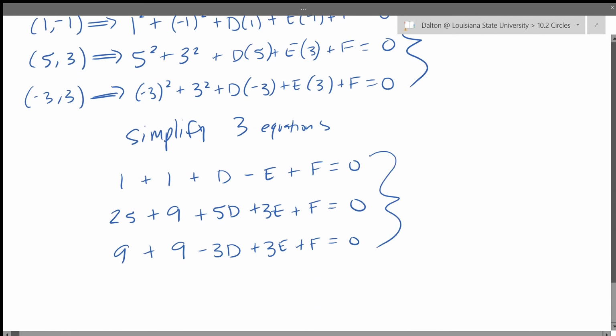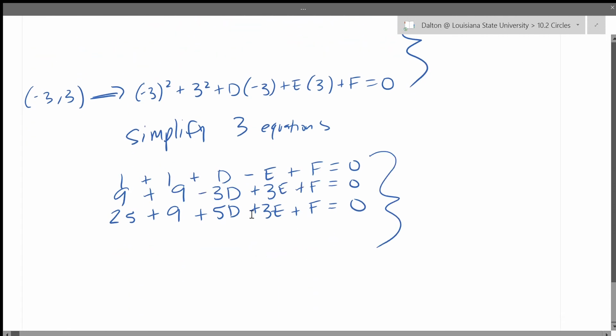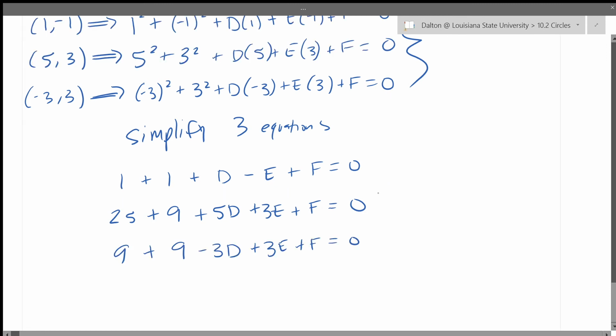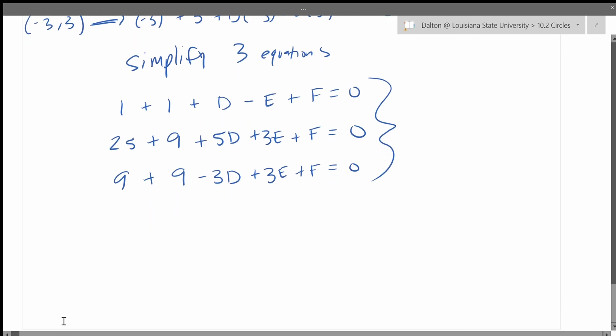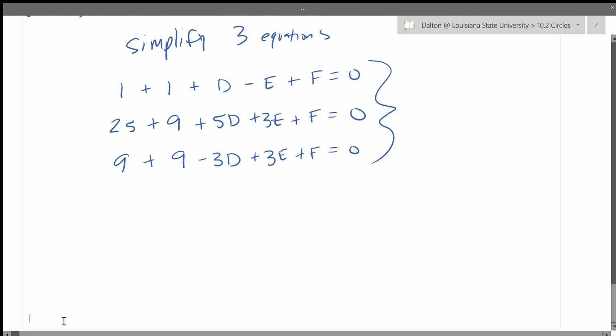Here's it after simplifying once. And then we want to simplify it again by getting our constant to the right side. So I want all the d, e, and f terms to be on the left side. That'll be d minus e plus f equals, that 1 plus 1 will end up being a negative 2.